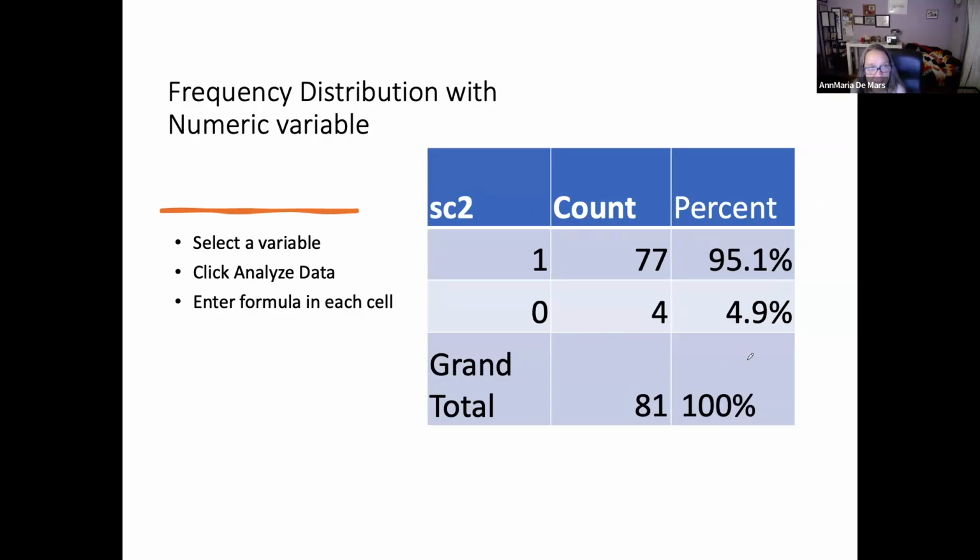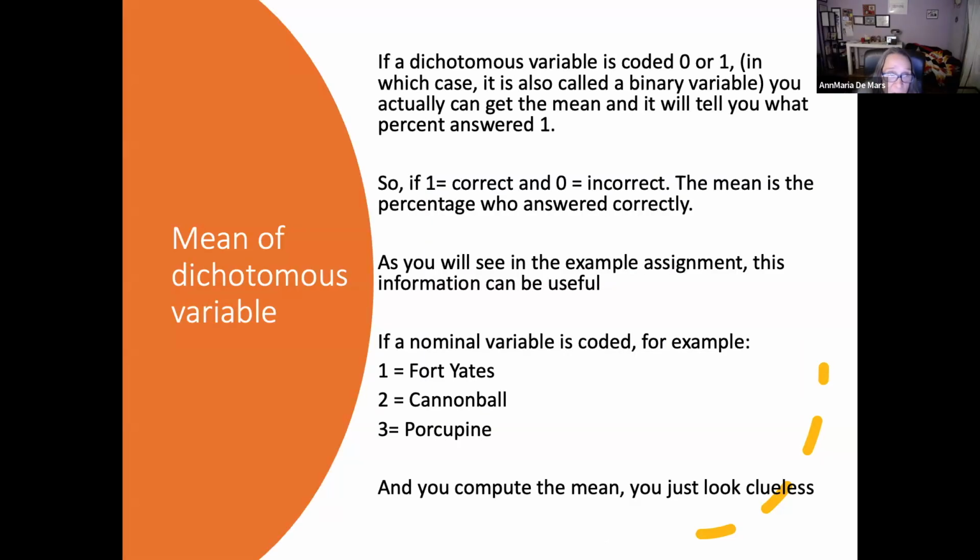So when I look at this, I can see that on this second question, 95.1% of the 81 children, and that is 77, got it right. So frequency distributions can be a little useful.